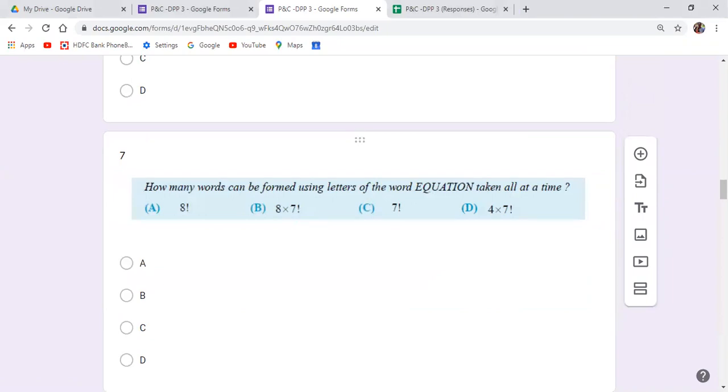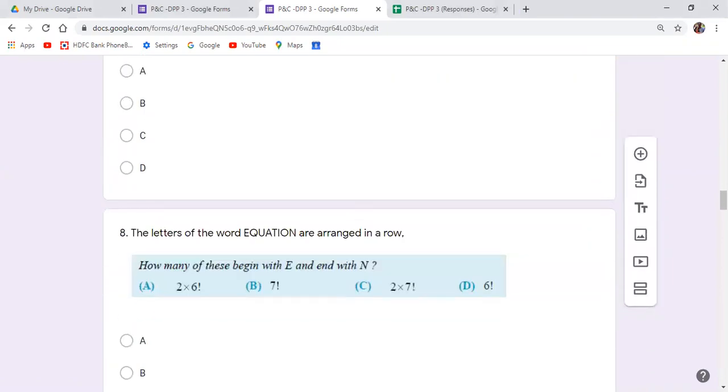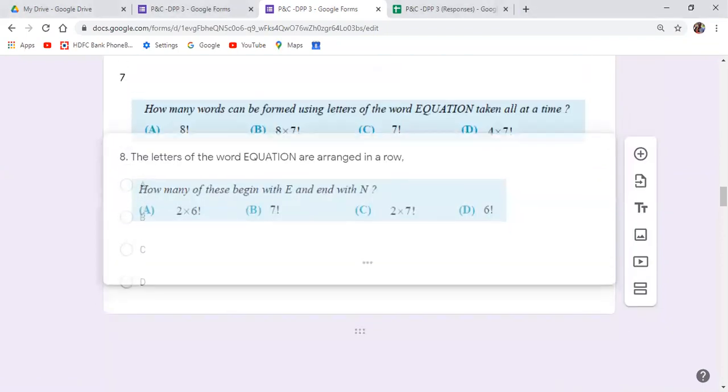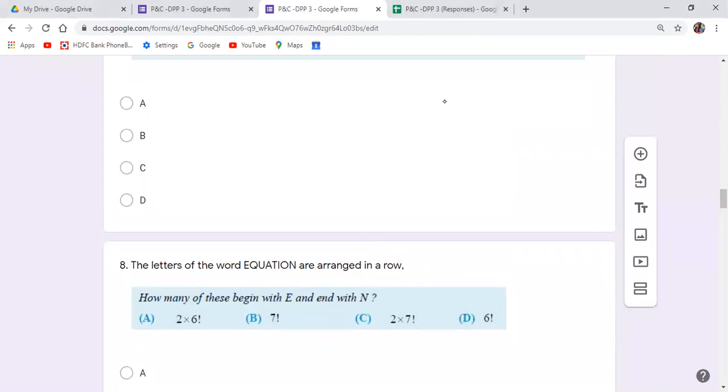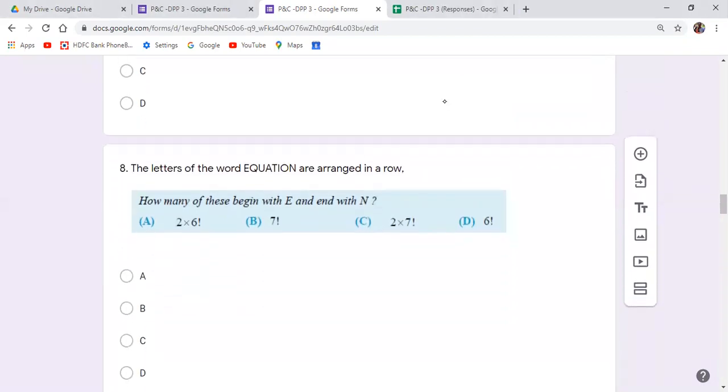Any problem? Question 8. The letters of the equation are arranged in a row so that it should begin with E and end with N. How many letters are there? 1, 2, 3, 4, 5, 6, 7, 8. It begins with E, only one way. It ends with N, only one way. How many remaining places are there? 6. So the answer is 6 factorial.